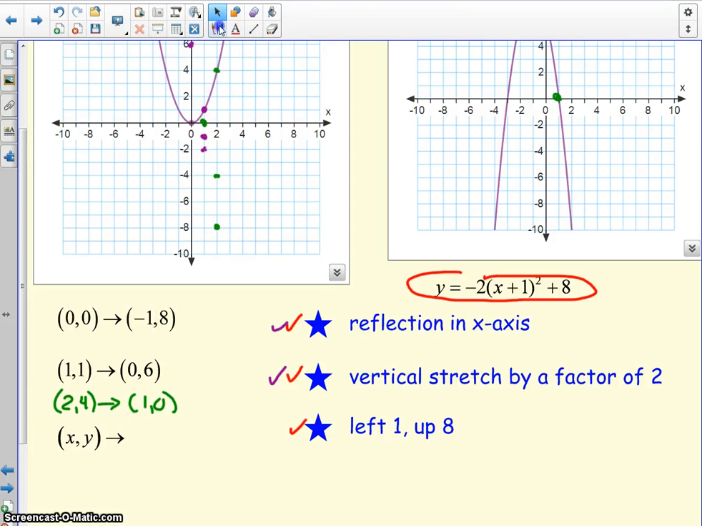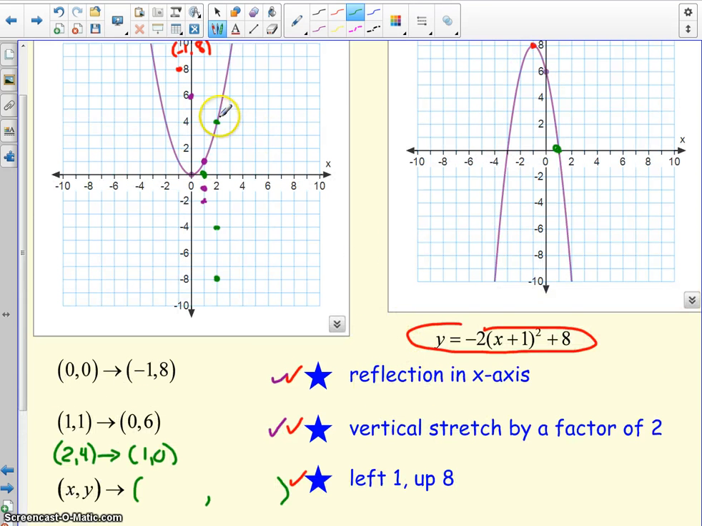Okay, so welcome back. Now, we're trying to figure out, again, a general rule to see what happens to any point that's on here. So what happens to both the x and y coordinates of a point as it goes through these transformations? Looking at our list of transformations, remembering that we had a reflection in the x-axis, a vertical stretch by a factor of 2, and then left 1 and up 8, which one of these actually affected the x-coordinate? Again, ignore the y for now. Which ones of these actually affected the x-coordinate?